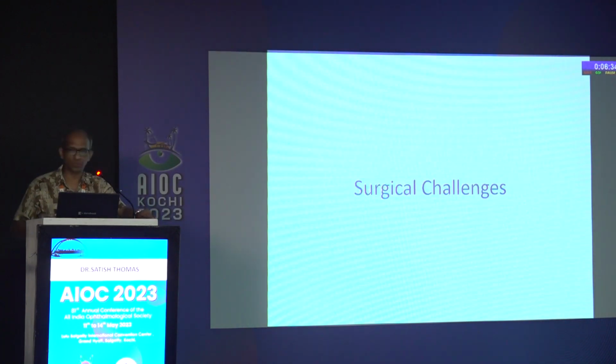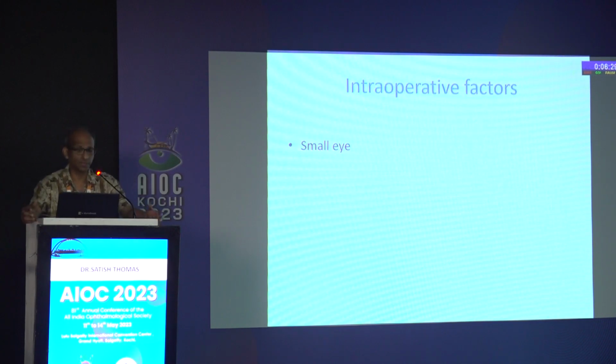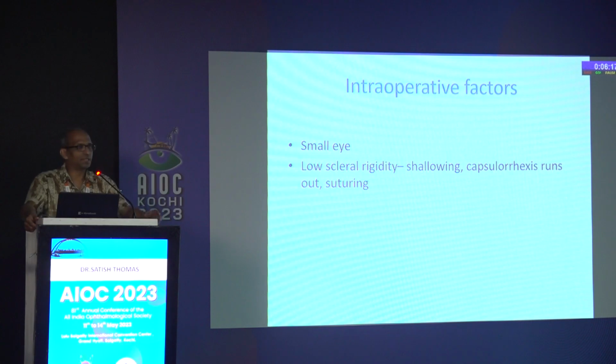So quickly coming to the surgical challenges in a pediatric cataract, the intraoperative factors that make a pediatric cataract surgery a challenge is that we are dealing with a smaller eye, so less space in which to operate. The scleral rigidity is low, and how this would make the surgery difficult is that there would be more frequent AC shallowing, and therefore the capsular excess can keep running out, and we need to suture such a wound because the scleral rigidity is low.